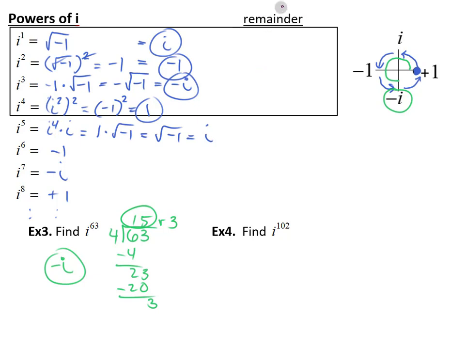In fact, I now know, as we have this little column here, that if I have a remainder of 3, my value will give me -i. Similarly, if I had a remainder of 2, we'd end up here. If I had a remainder of 1, we'd end up here. And you should not have a remainder of 4 when you're dividing by 4. If you have a remainder of 0, then we are at 1.